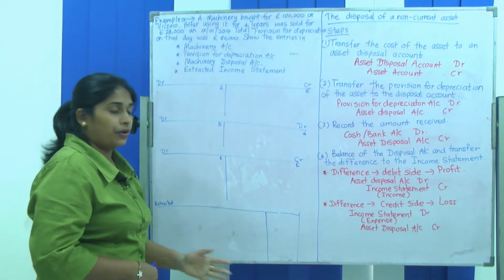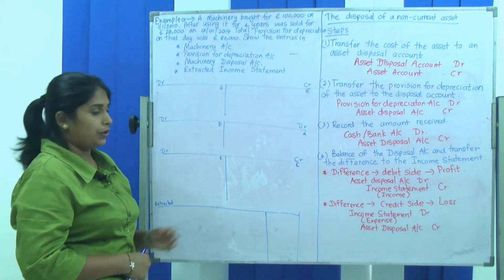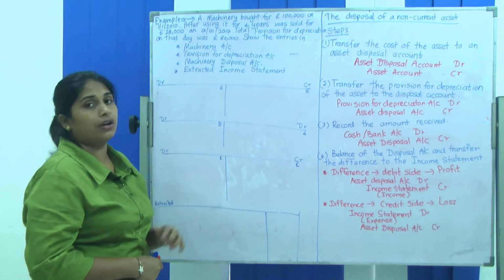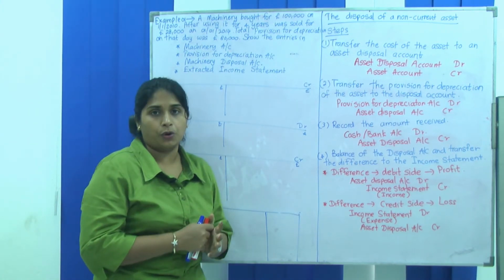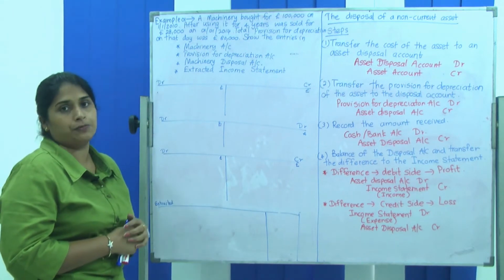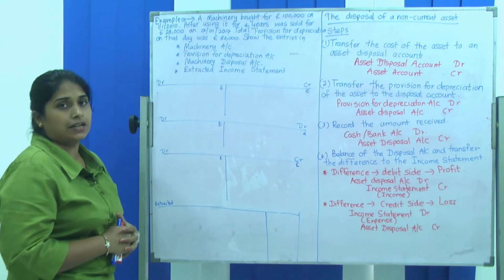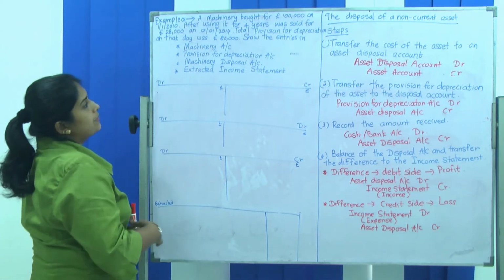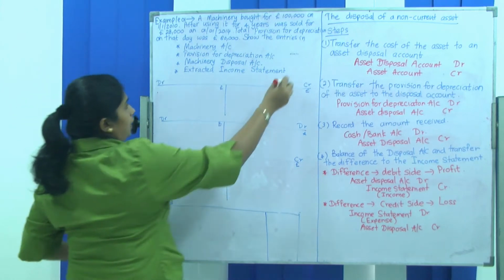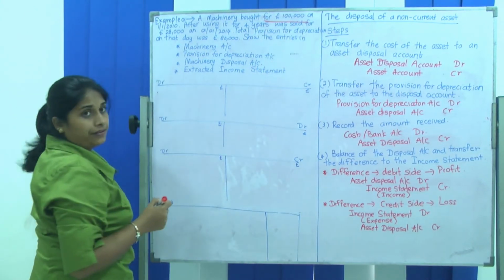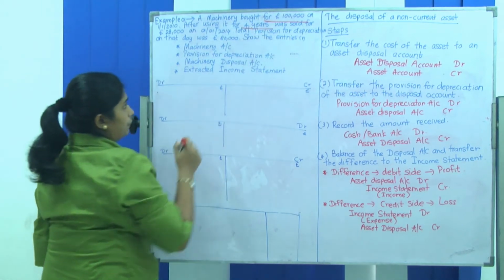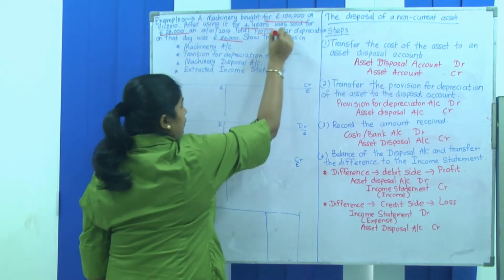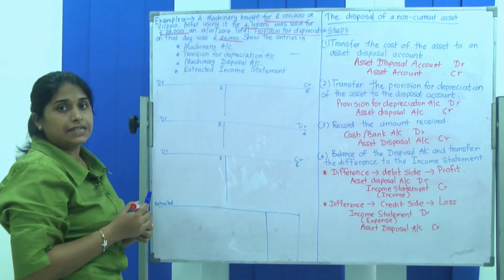Extracted means you are not going to draw the whole income statement, only a particular part will be drawn under the income statement. That's why it's called extracted. It's not fully drawn, only a part of the income statement will be used in this particular sum. That's why it's called extracted income statement. Now if we read again, a machinery which has been bought for 100,000, after using it for 4 years, is going to be sold for 28,000, and the total provision for depreciation on that day was 80,000.